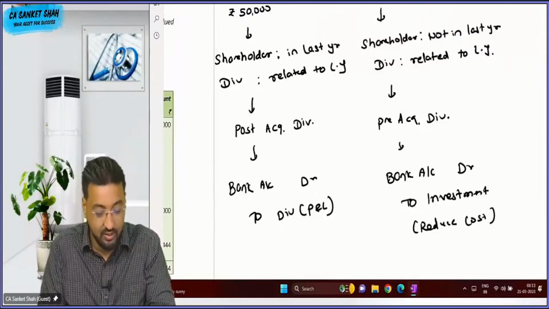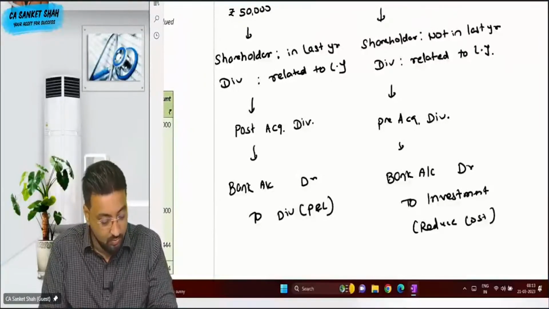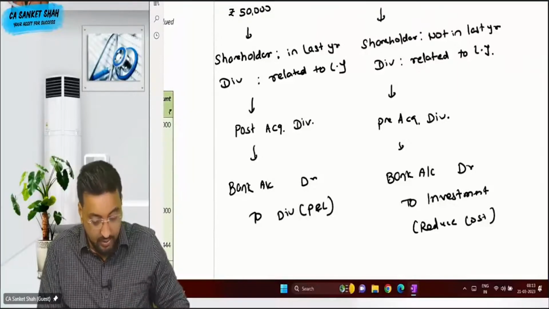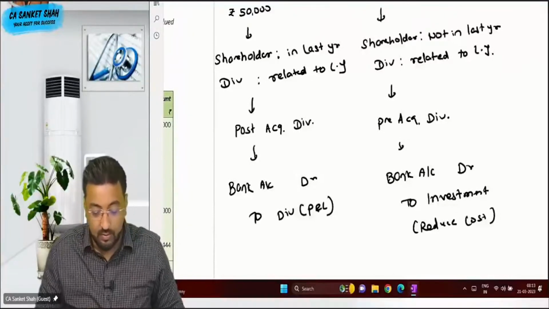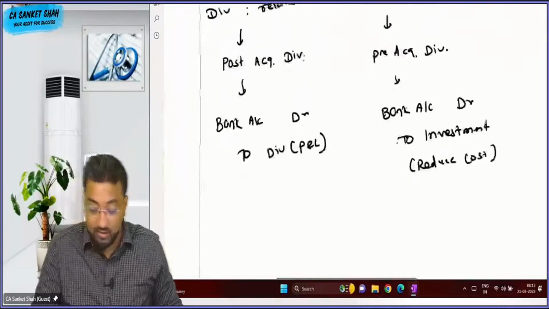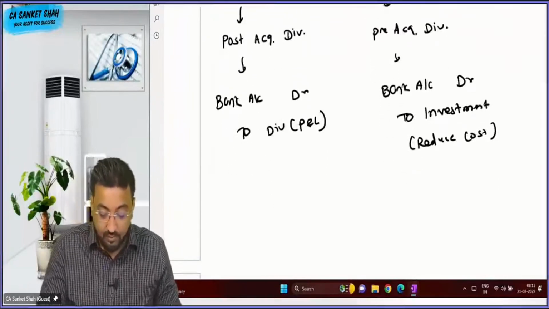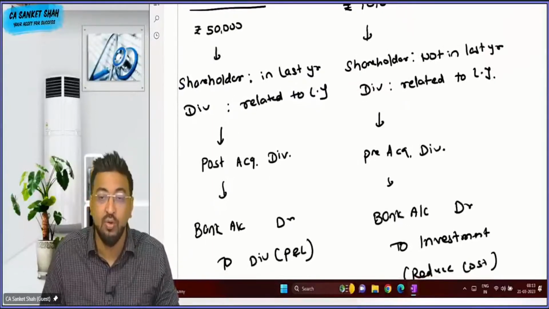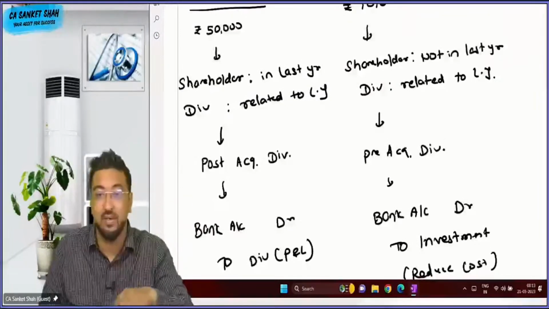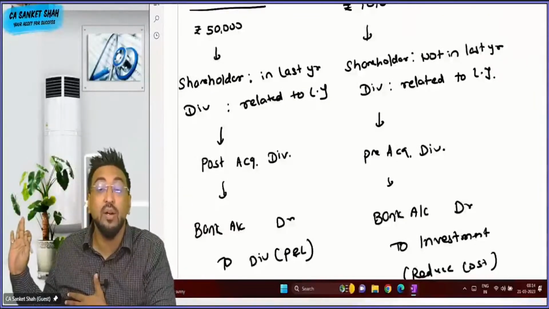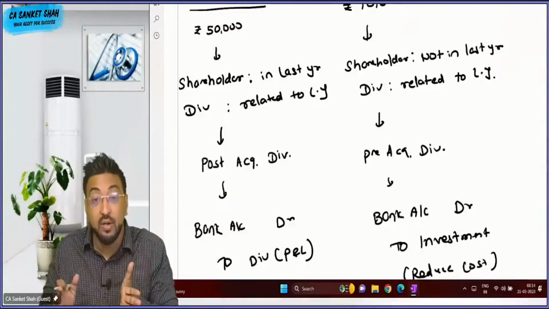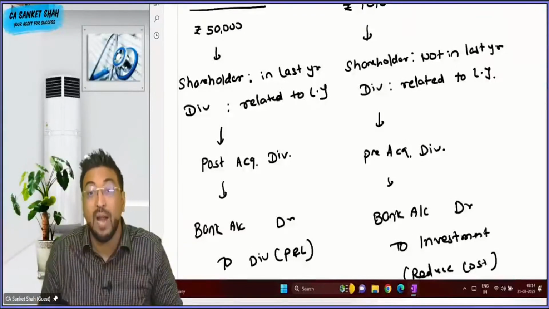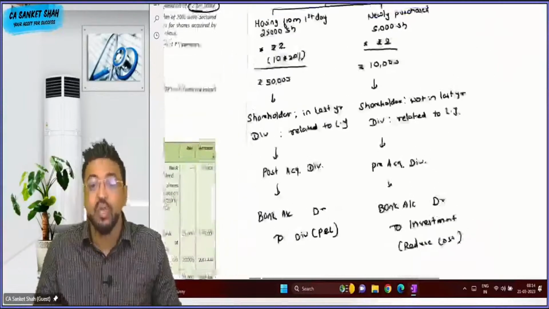Reduce your cost. Yes beta, Swati ji, I was a shareholder last year also and I am getting dividend related to last year, because dividend is always for the financial year in which they earned profit. Now I will tell you practically how it is going to happen. Okay, so there are two treatments.